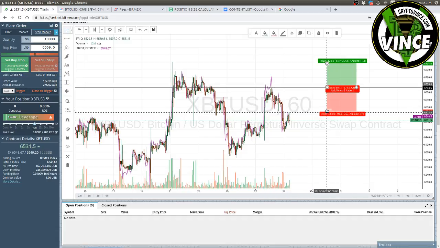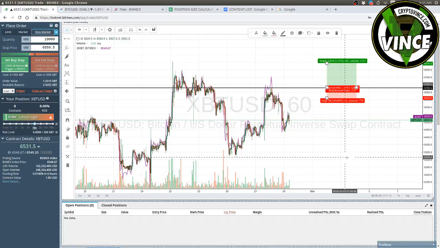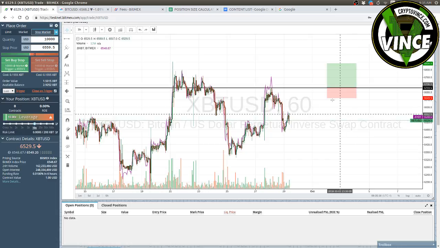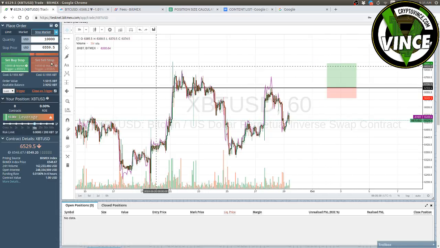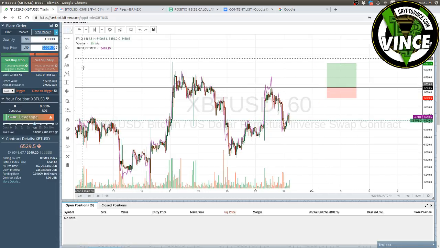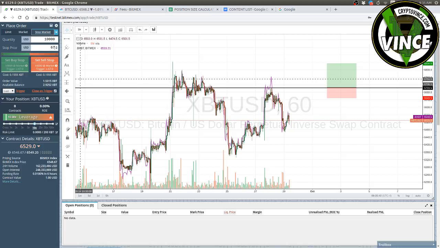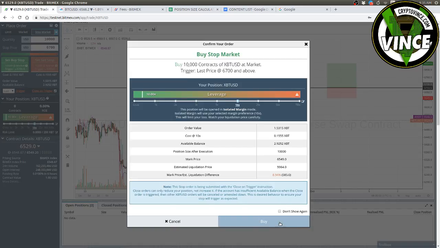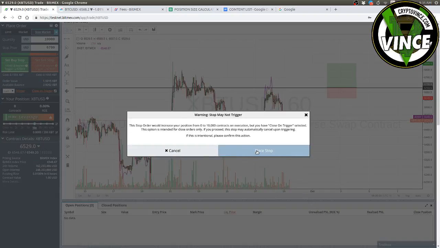Like that, put a stop loss below, then you've got to do all your analysis. Anyways, if I want to buy above 67, I use a stop market or stop limit. I put 67 and I set a buy stop. In this case, buy. And this stop order will increase your position from 0 to 1.